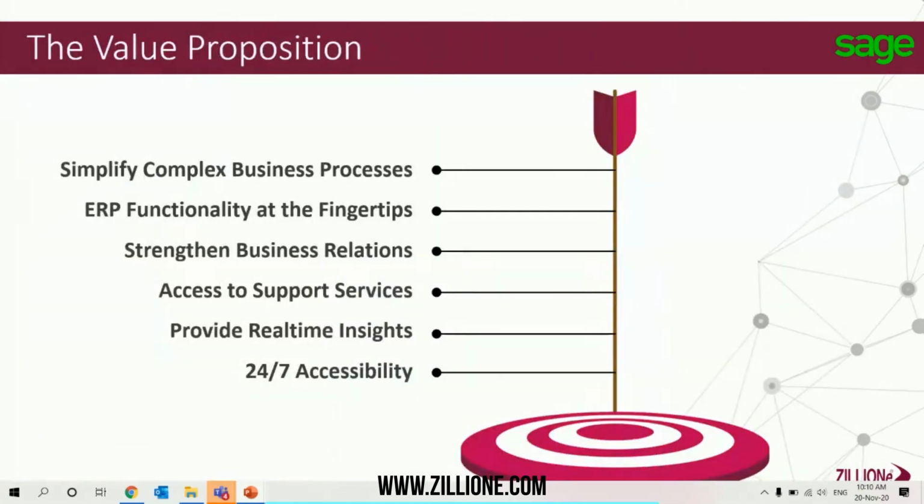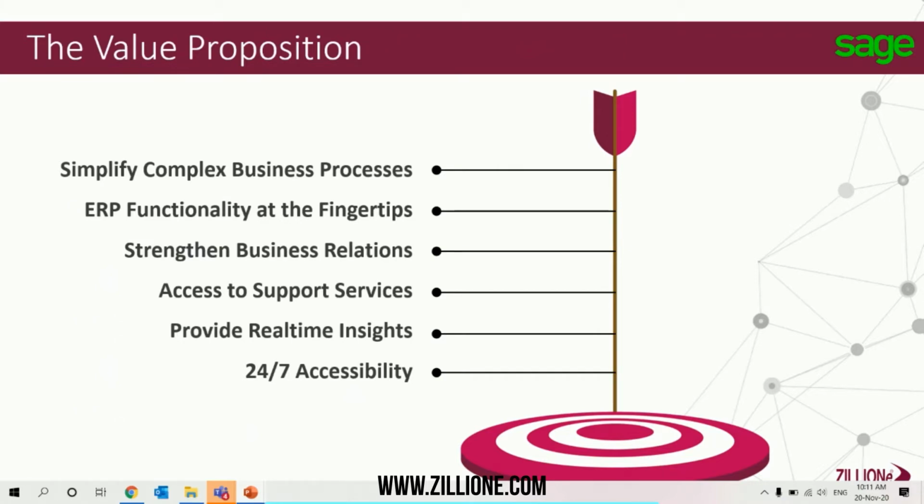So our value proposition, in very simple terms, is that we want to ensure that we simplify your complex business processes and bring ERP functionality to your fingertips. Strengthening business relationships is actually one of our key value propositions as well. How could this happen? We'll be facilitating you to communicate with your customers directly, with your partners, and with the Sage ecosystem. By using the Sage 300 mobile app, you'll be strengthening your business relationships.